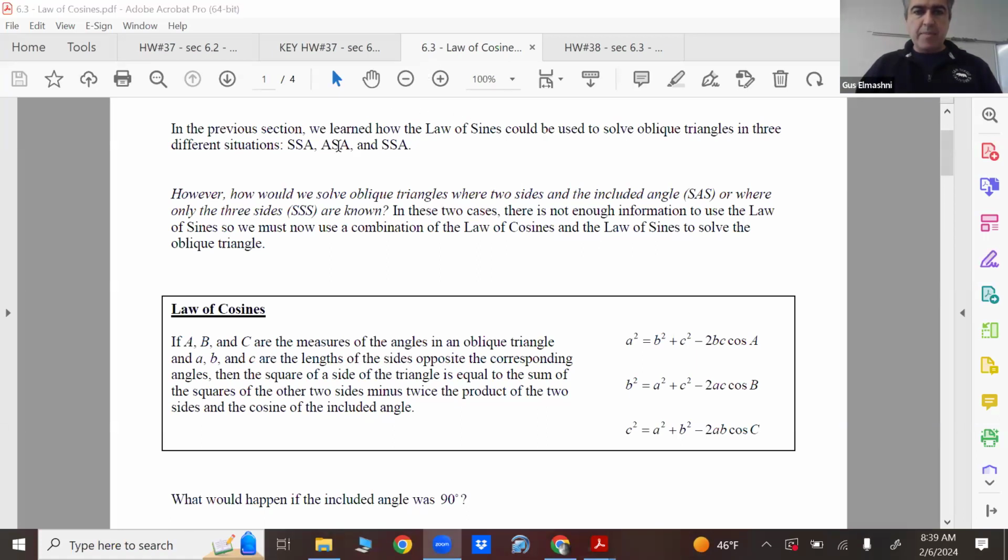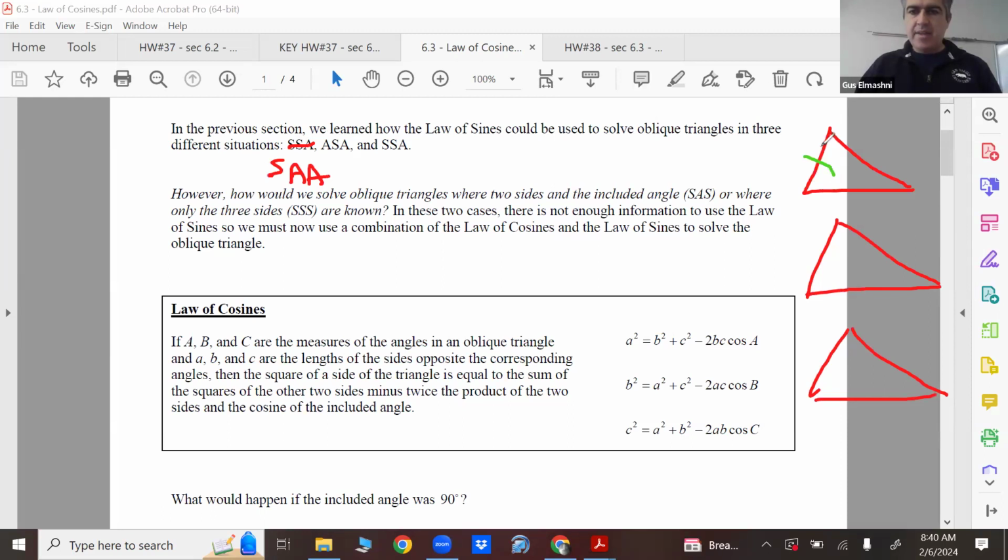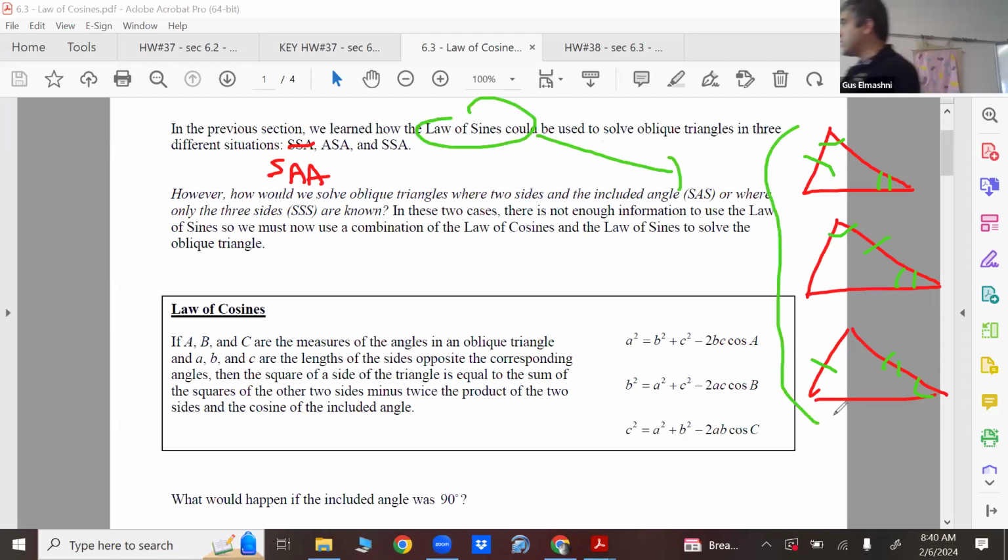and actually that's a typo. That should be SAA, guys. Sorry about that. So what you've learned so far is that if I gave you these scenarios, side, angle, angle, angle, side, angle, or side, side, angle, you can do law of sines for any of these three. Because you have a known angle-side pair, right?